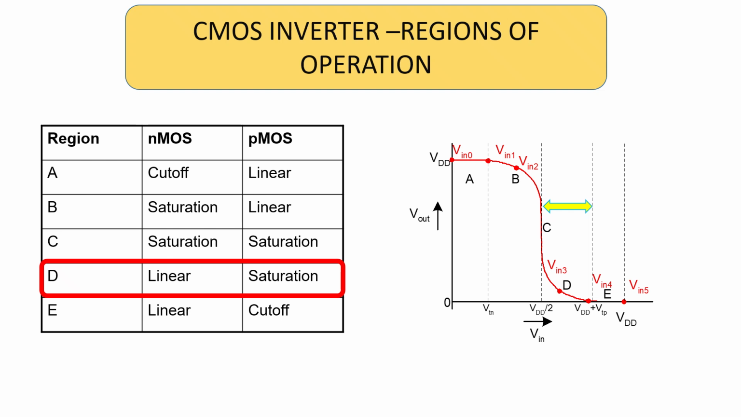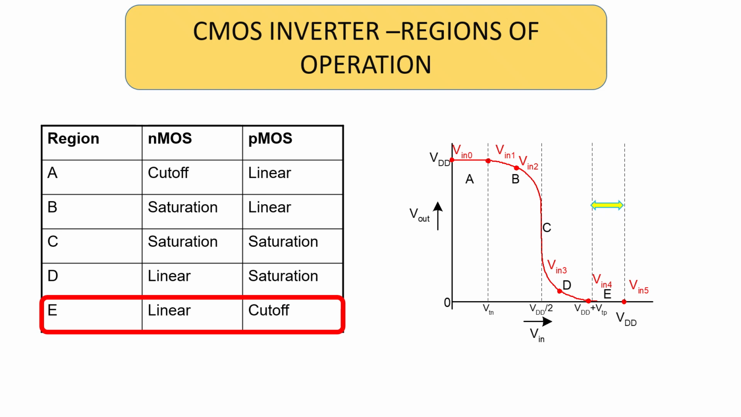The D region is described by Vin greater than VDD by 2 and less than or equal to VDD plus VTP. The P device is in saturation region while the N device is in its non-saturated region. In region E, Vin is greater than or equal to VDD minus VTP. The N device is in the linear mode and the P device is in cutoff.